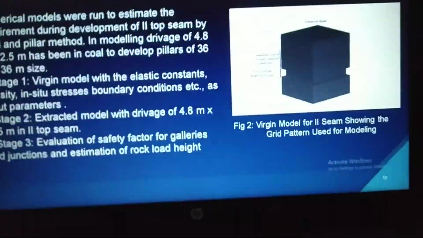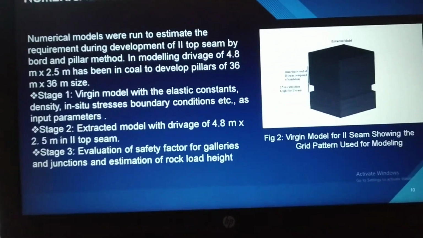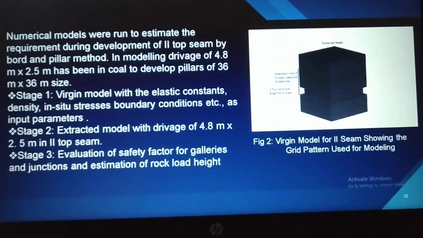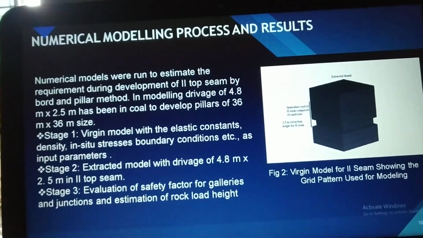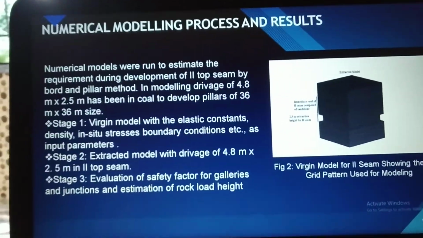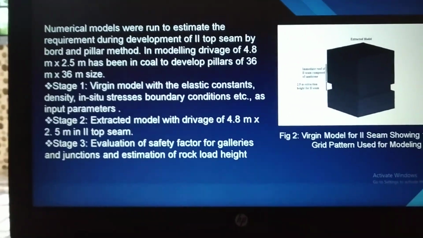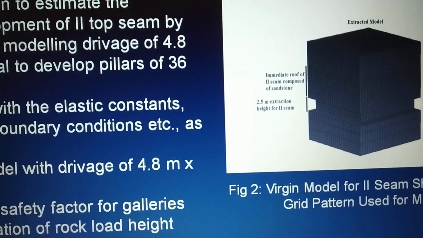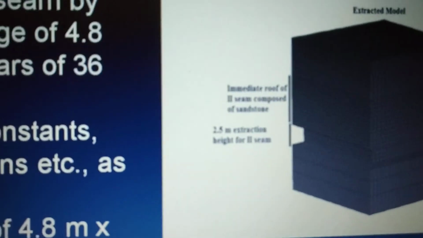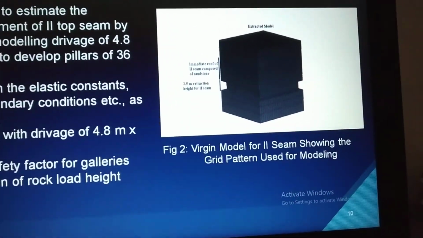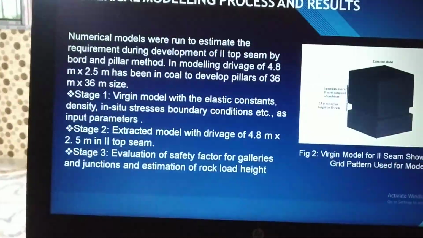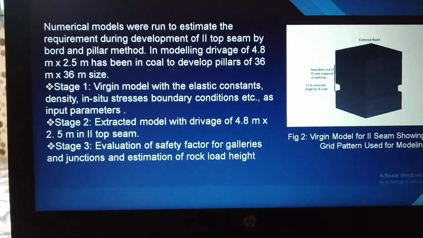So post we calculated the horizontal and vertical in situ stress, it becomes very necessary for us to go for numerical modeling, as numerical modeling can help us to give a comparative result between the theoretical values that we got and the processed values that we might get for designing of the support system. As you can see in the figure, 2.5 meter is the extraction height for the second seam, and the area which is extracted is vacated in the figure. This is the virgin model. It hasn't been processed yet. It's just shown that there is a 2.5 meter extraction that has been done.